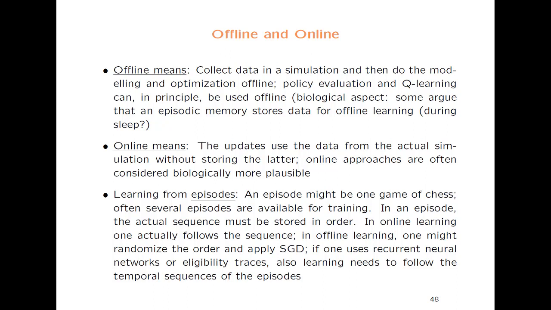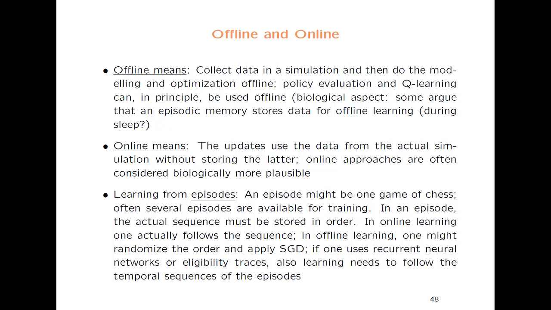Here I mentioned a biological aspect: some people argue that the brain also stores data in an offline manner as an experience, and then uses that to optimize algorithms like reinforcement learning. Okay, but that's just a side remark. Online means the updates use the data from the actual simulation without storing the latter.